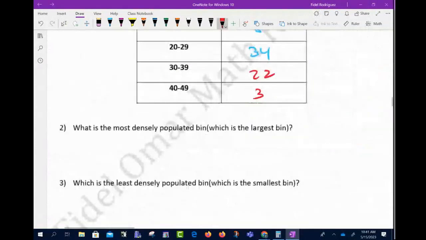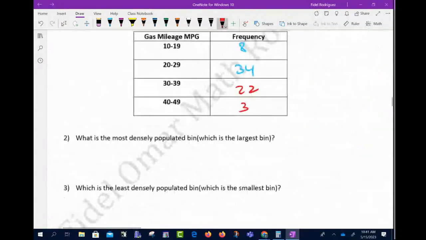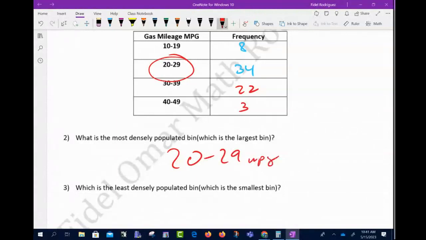Boom. Okay, same kind of thing here, y'all. Which is the most populated bin? The one that got in the 20 to 29 mile per gallon range, right? Which one had the least populated bin? And the 40 to 49 mile per gallon range, right?